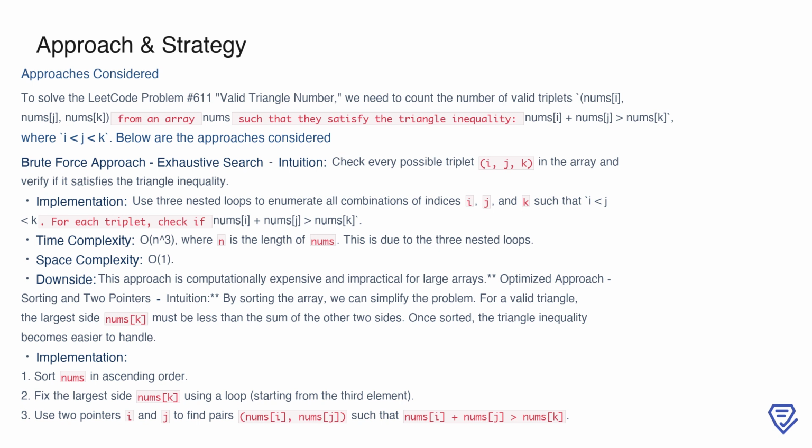By sorting the array in ascending order, we can simplify the triangle inequality check, as the condition can now be evaluated more systematically. In this optimized method, the largest side of the triangle, nums[k], is fixed using a loop, and we use 2 pointers to efficiently find pairs that satisfy the condition. This reduces the computational cost significantly compared to brute force.